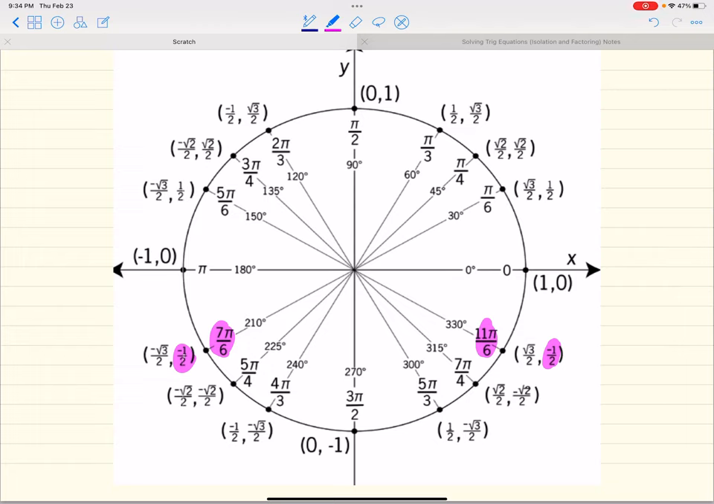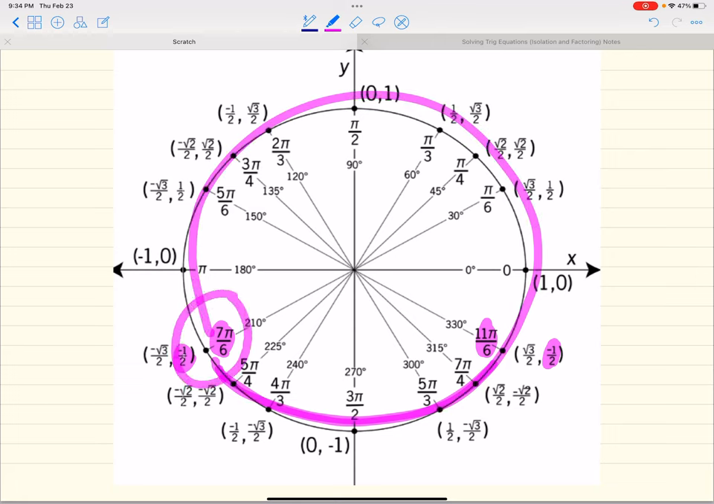And that's not a nice pi in between those, so we're going to have to go a full pi to get to the iterations of that solution. And the same thing for 11 pi over 6. So if I said to solve over the interval from 0 to 2 pi, you would say 7 pi over 6 is an answer, and you would say 11 pi over 6 is an answer.